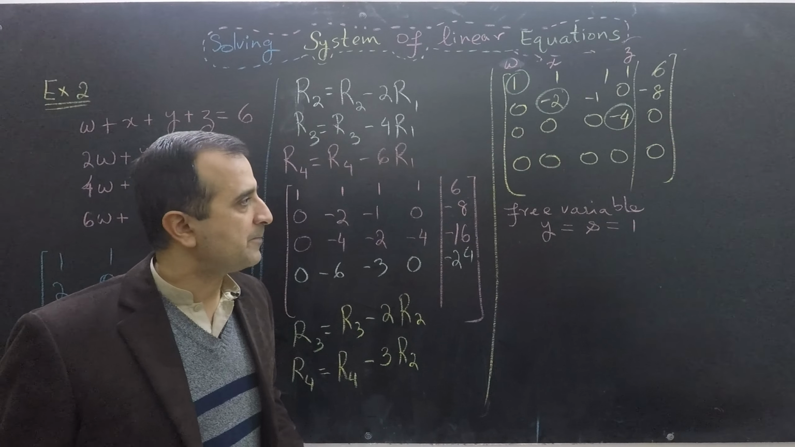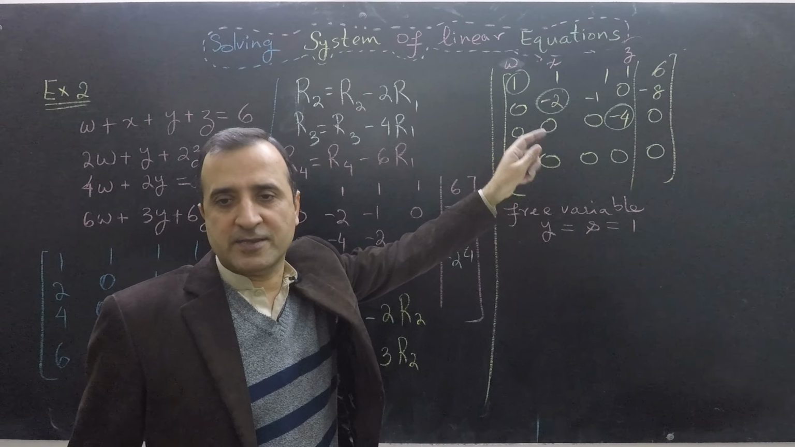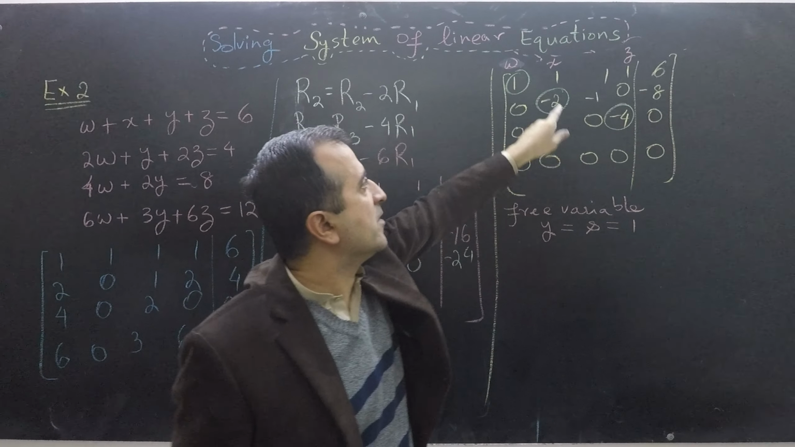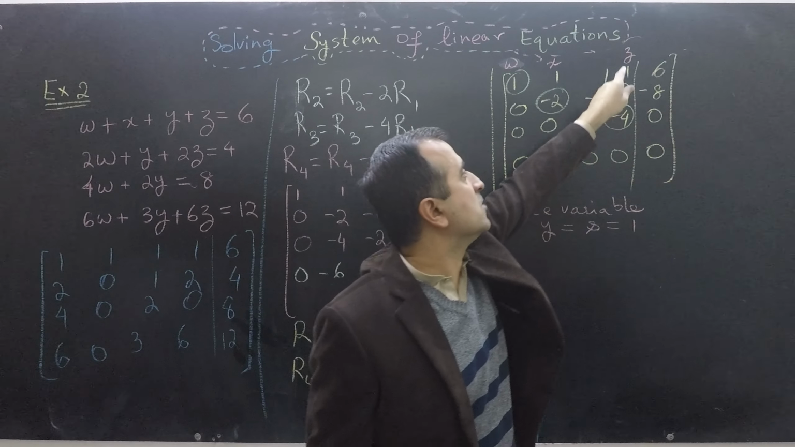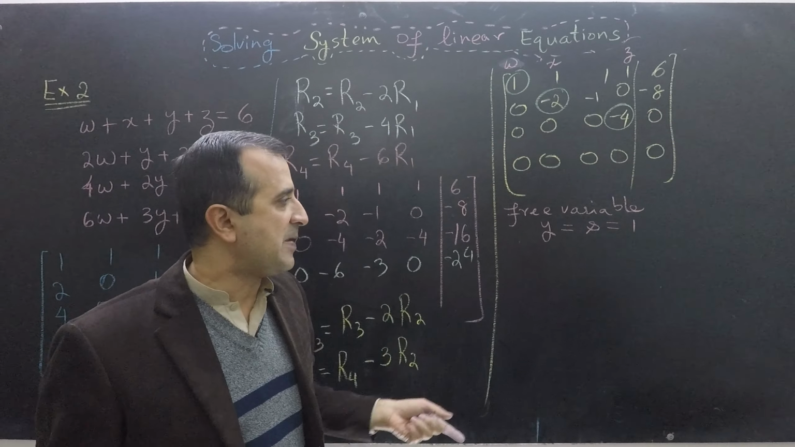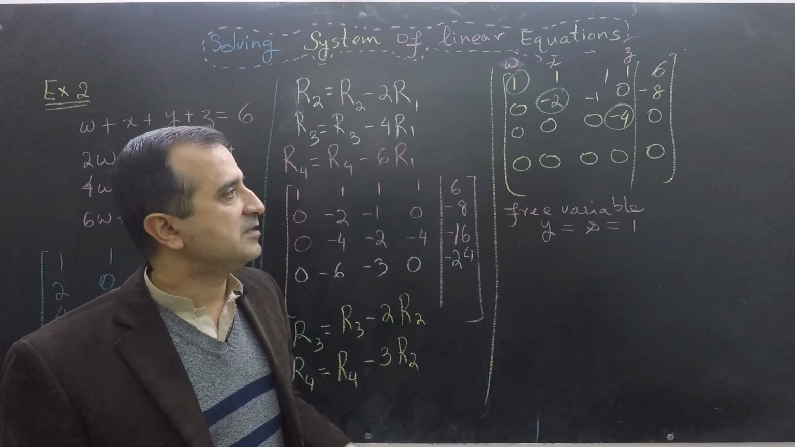So now we already have the solution of y, which was our free variable. How do we know y is a free variable? Because we have a pivot corresponding to all the other variables. We have a pivot corresponding to w, we have a pivot corresponding to x, we have a pivot corresponding to z, but we don't have any pivot corresponding to y. So that means y is our free variable.